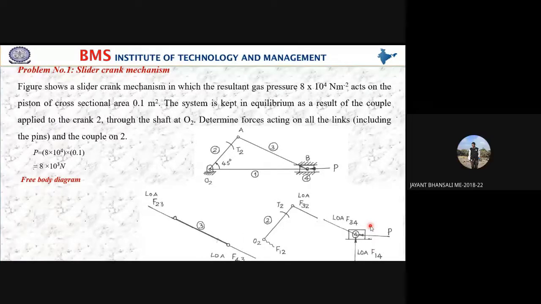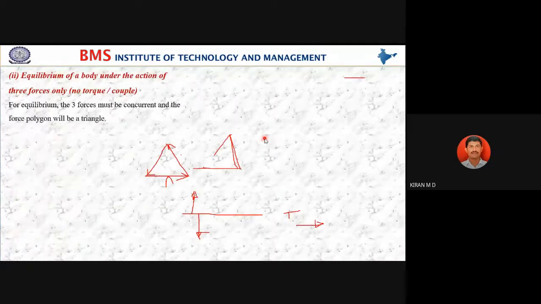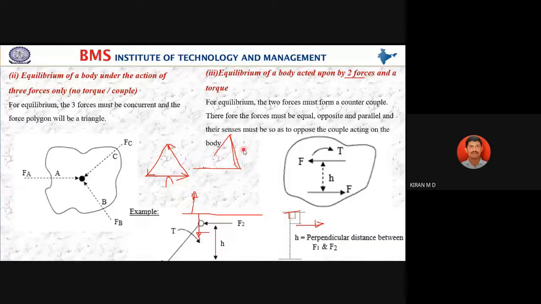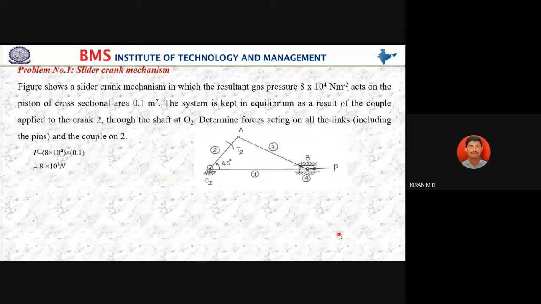3, sir. 3 forces. Okay. We studied here. See, if 3 forces are there, there is no couple. It should form the polygon, right? Force polygon.